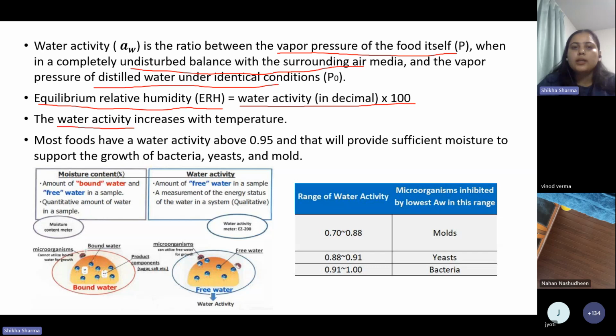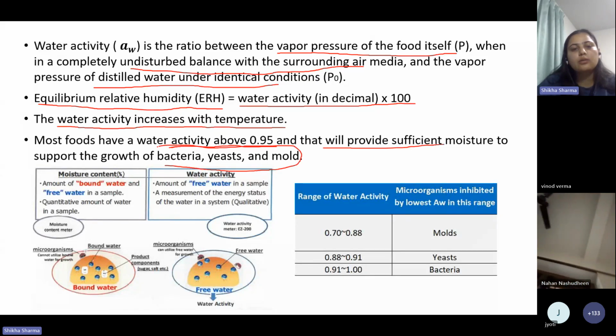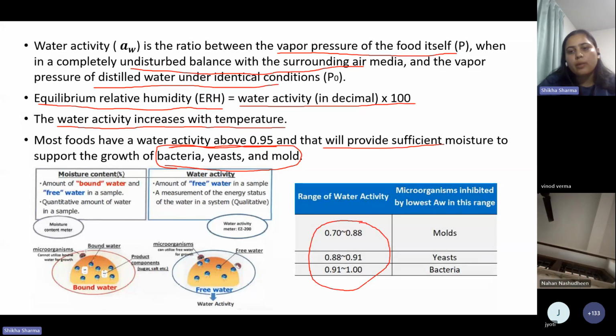Water activity increases with increasing temperature, and most foods have a water activity greater than 0.95. Because of so much water activity, bacteria, yeast, and molds can grow. We have different water activity ranges for different microorganisms to grow. Molds can grow even at a lower value like 0.7, bacteria grow at higher values greater than 0.9, and yeast mostly grow at 0.88 to 0.91.